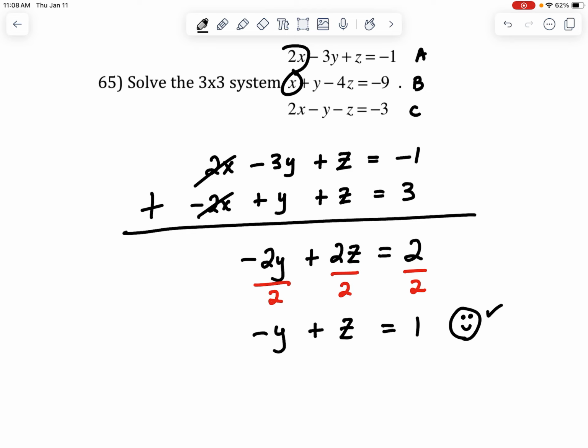Well, I noticed that this one and this one, they both have x's, and I could just use equation A exactly as it is, 2x minus 3y plus z equals negative 1. And then I want this one to become a negative 2x. So I'll need to multiply by a negative 2. I need to multiply a negative 2 times equation B. So multiply equation B by a negative 2 and go ahead and distribute that.